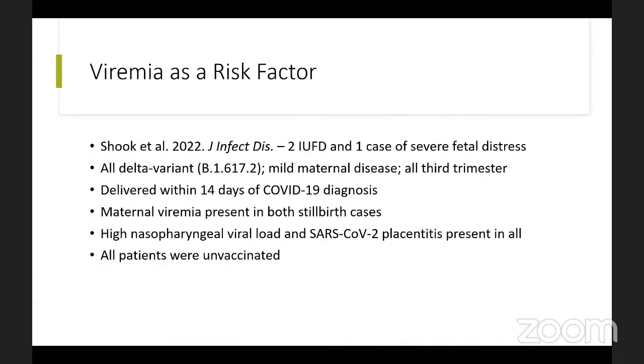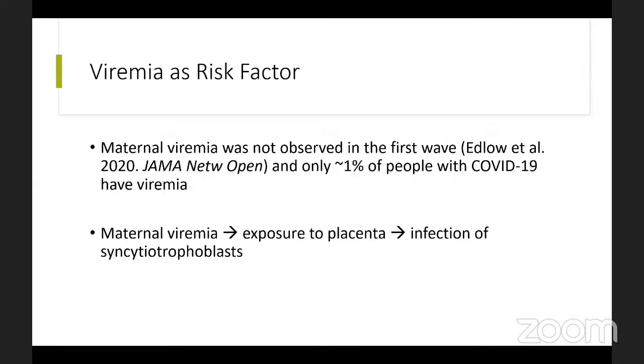Another possibility is that viremia might be a risk factor for SARS-CoV-2 placentitis. In a very recent, small but very significant cohort, Shook et al., who is one of our MFM fellows here at MGH, looked at 2 intrauterine fetal demises and 1 case of severe fetal distress, all during the Delta wave and all known to be Delta variant infections, all with mild maternal disease and occurring in the third trimester. She found that maternal viremia was present in both stillbirth cases. High nasopharyngeal viral load and SARS-CoV-2 placentitis were present in all 3, and all patients had been unvaccinated.